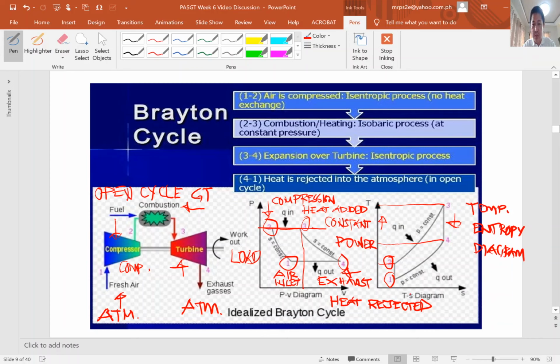and exhaust gas here is recirculated or reintroduced to the compressor. So this is the exhaust gas here, reintroduced to the compressor. Again, it is circulated to the combustion chamber and to the gas turbine. So this is called the closed Brayton cycle.